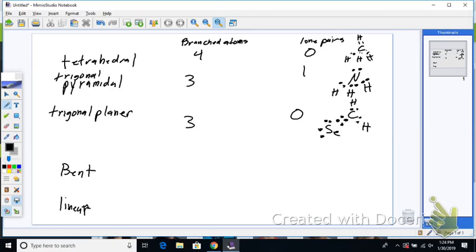This last one, bent, is going to be how many? 2 and... Is there another type of bent? Probably. Well, why don't you look? Because it should be on there. Yeah. 2, 2. Okay? So 2, 2 would be another one. Okay?